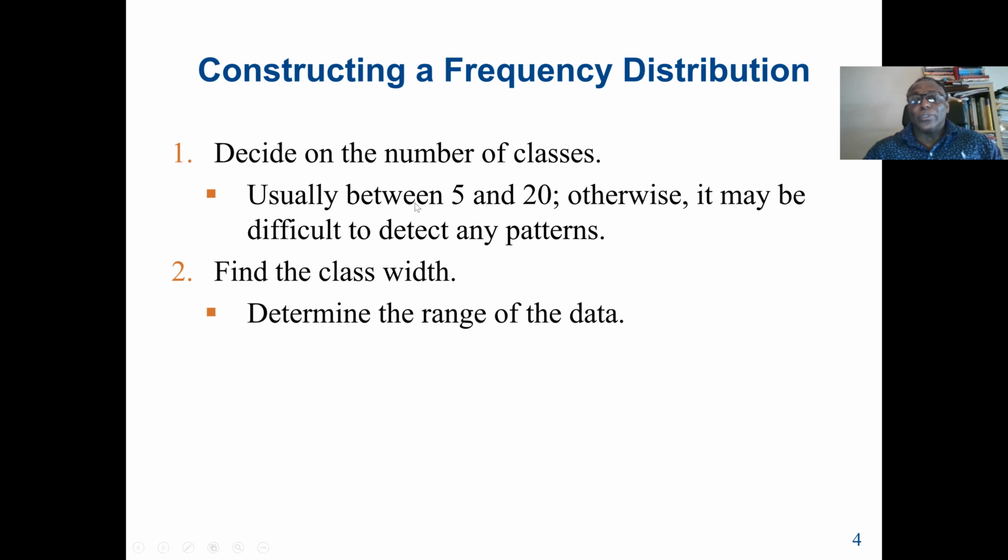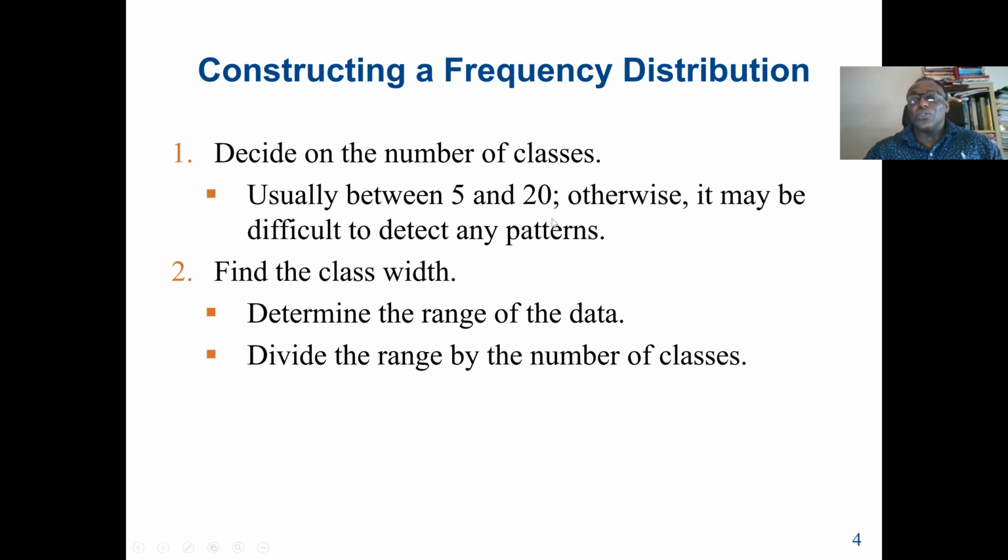Now, the next thing we do, if we know that we need 5 classes, is find the class width. In order to find the class width, we have to know the lowest value and the maximum value. So this is where we determine the range of the values. The range is the difference between the highest value and the lowest value. Then when we find the range, we divide the range by the number of classes. So that's the formula for finding the class width: determine the range of the data, which is the difference between the highest value and the lowest value, then divide by the number of classes that we decided we need.